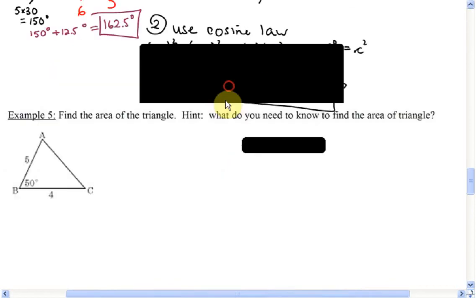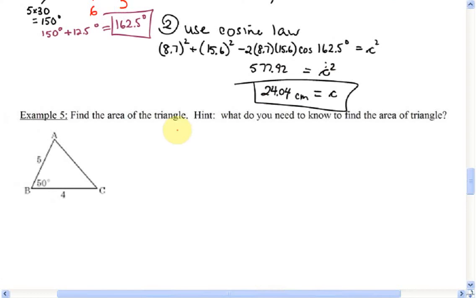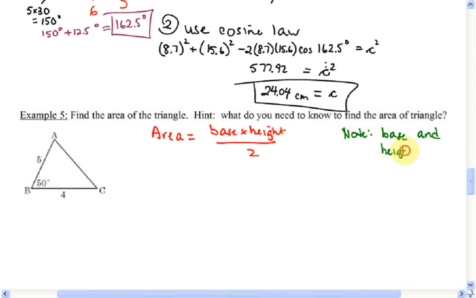Another way of doing this. Okay, how do we actually calculate the area of a triangle formula again? Area equals base times height divided by 2. Good. Now, I want you to be aware of one particular thing, though. Note, the base and the height must be perpendicular. Because if it's not, this doesn't work.